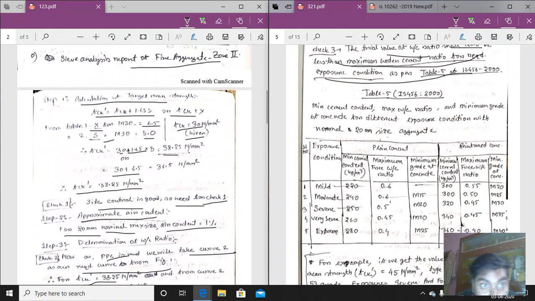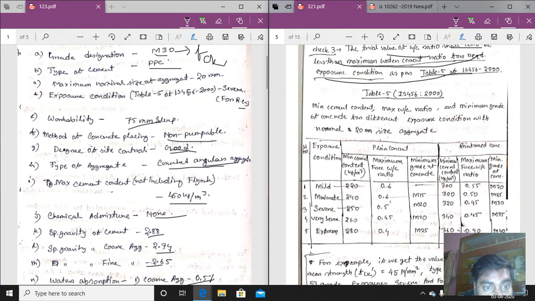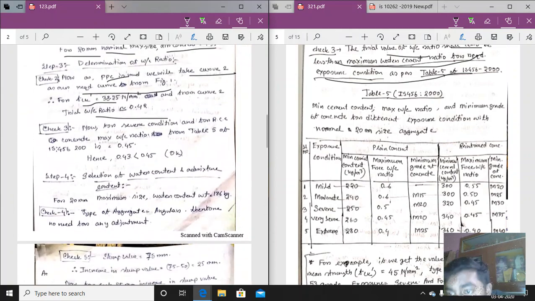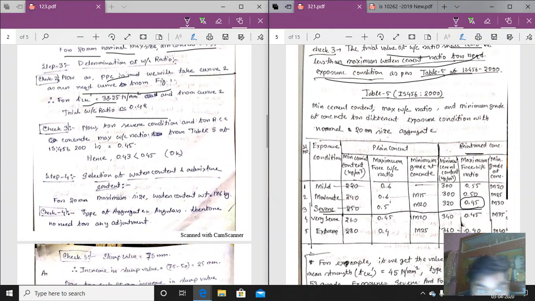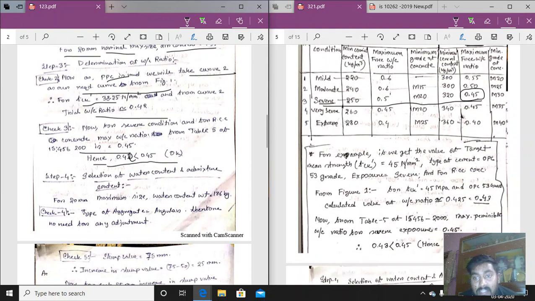Now for the type of concrete that we have used, that is reinforced concrete in severe condition. So what is the maximum water cement ratio for reinforced concrete in severe condition? The maximum water cement ratio is 0.45. The value we have taken is 0.42, and the maximum is 0.45, so it is okay. The trial water cement ratio that we have selected is less than the maximum water cement ratio, so it is okay. So this is step number 3.